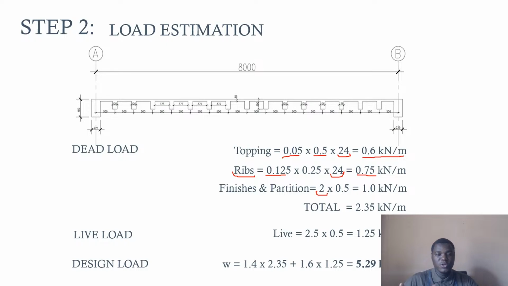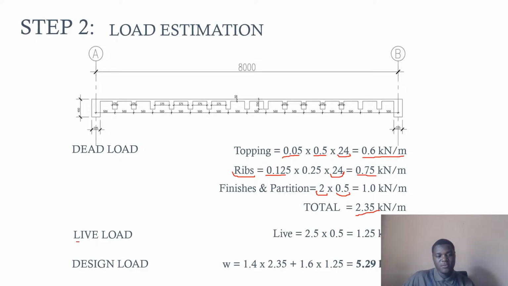But what we want to design here is only the rib beam, because the main component here is the rib beam. So multiply by the spacing between the rib beams, which is 0.5. So you have 1.0 kilonewton per meter. So the total dead load in this case is just the summation of all the loads: the topping plus ribs plus finishes and partition.